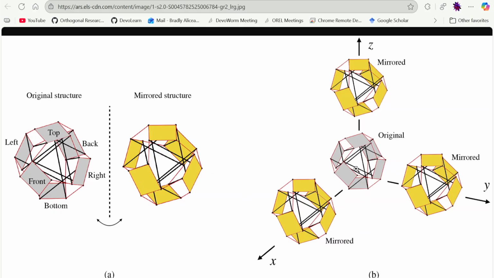So you have the original, you have a mirrored symmetry on the y-axis, a mirrored symmetry on the x-axis, and then on the z-axis you have basically a rotation. So you have these mirror images. Yeah, I'd like to know why they have solid filled-in parts, or why they went that way. I don't know.